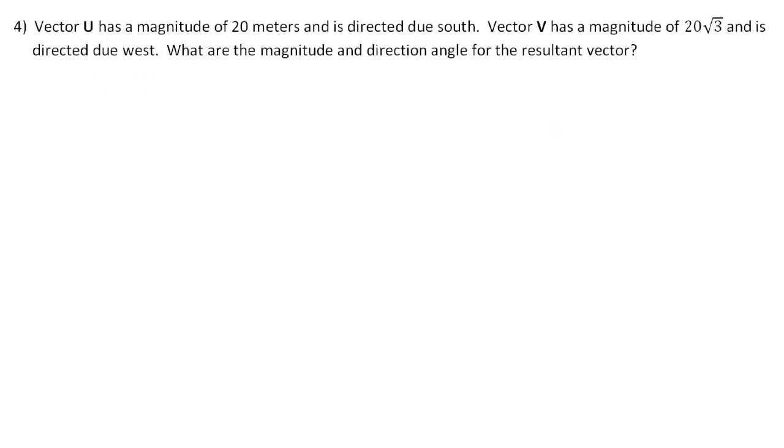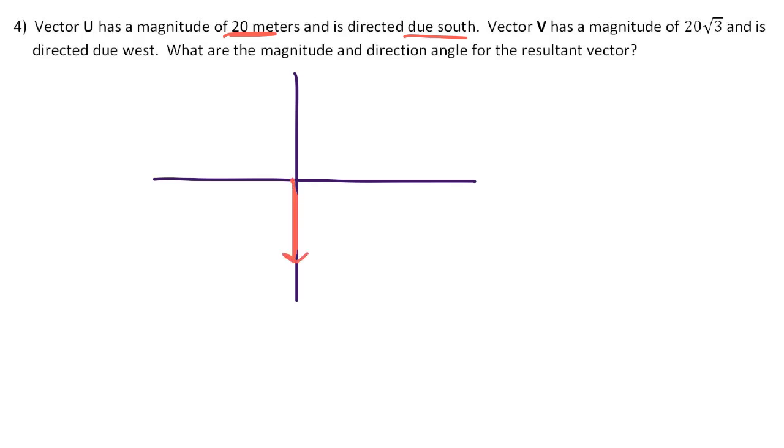All right, now for problem 4. Let's look at problem 4. Vector u has a magnitude of 20 meters and is directed due south. So it looks like we're going to have to draw some here. So I have an XY axis, and I'm going to change color so we can see vector u, 20 meters directed due south. So I'm going to start at the origin, and I'm going to go 20 meters due south.